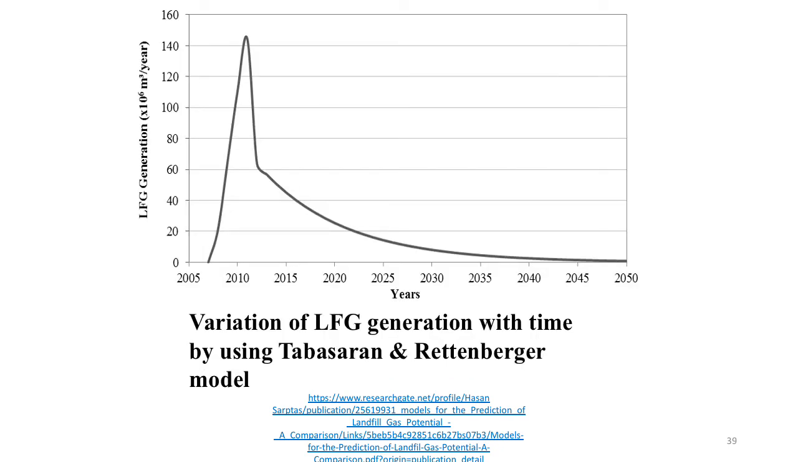This graph shows the LFG generation by the Tabasaran and Rittenberg model. In this, we can see that the maximum LFG generation reaches approximately 145 million cubic meter at the end of the fourth year. After that, approximately after 2 years, there is a sudden drop, and after that, it is constantly decreasing.